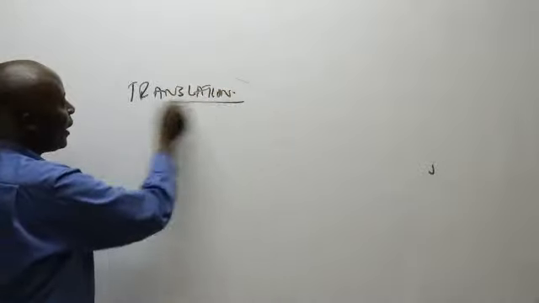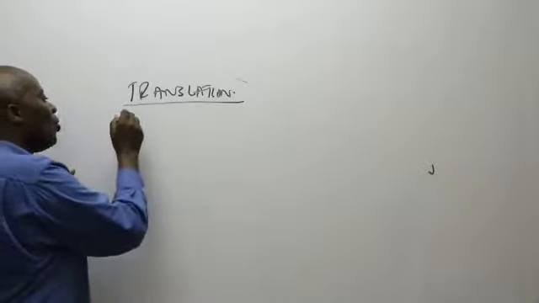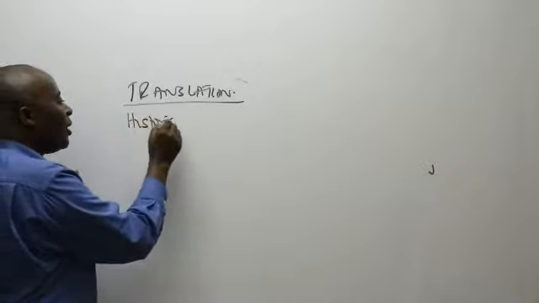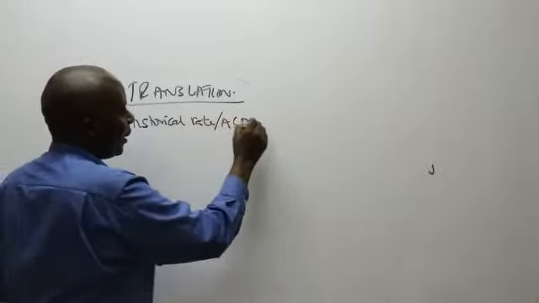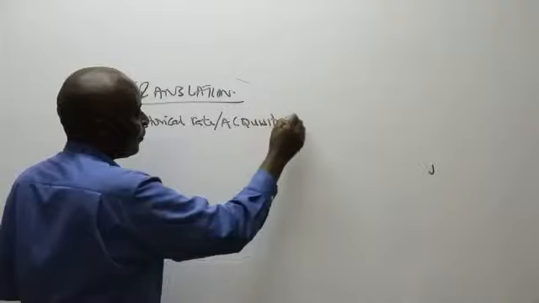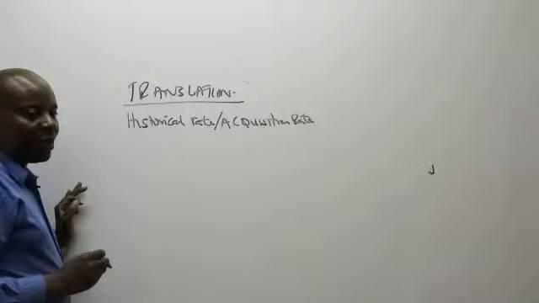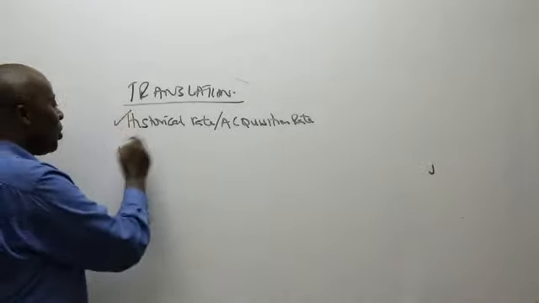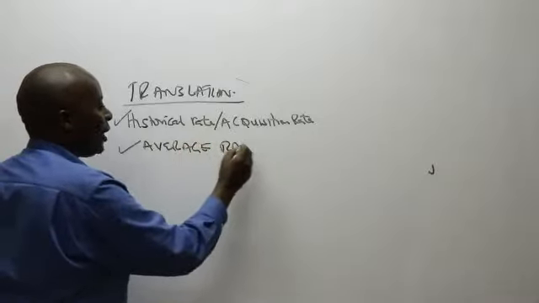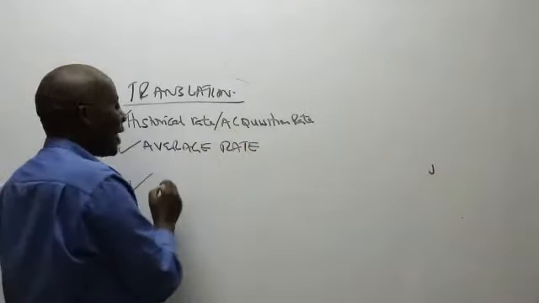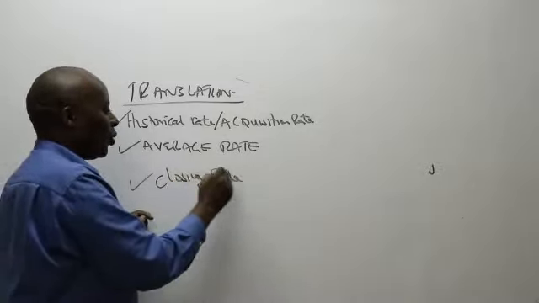you will be given three rates. In most cases, you will be given what we call the historical rate. At times some books call it the acquisition rate, exchange rate. You'll be given the average rate. And then lastly, you'll be given the closing rate.